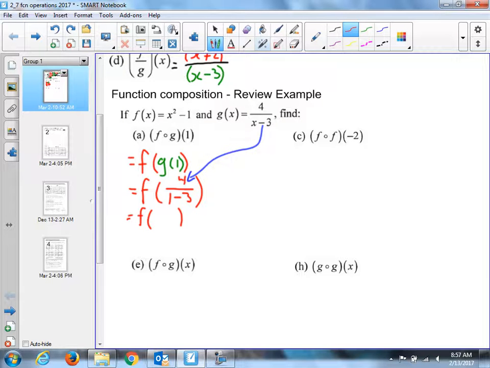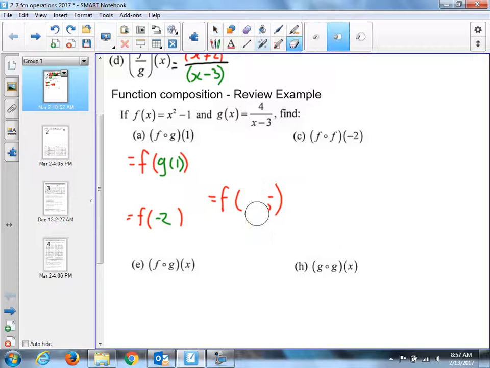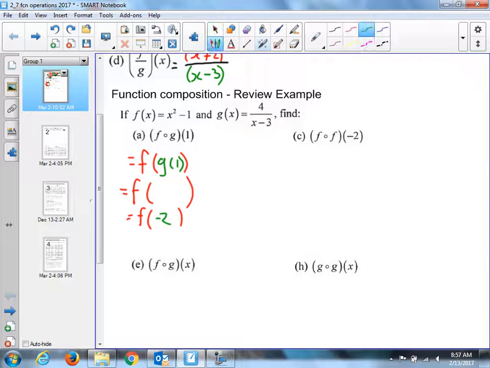F of, like I said, negative 2, which I got out of the g equation, right? Okay, so where did I get this from? G. Once I put negative 2 into this equation, we're set. Negative 2 squared, subtract 1. So 4 minus 1 is 3.